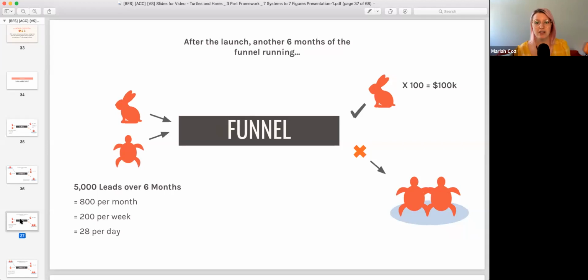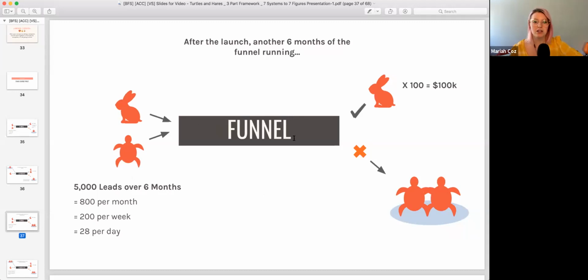Now, after that launch, you have another 6 months of the funnel running. So again, this is over the course of 6 months. I'm not saying this happens all in one day, but over the course of the next 6 months, which is typically, we have our clients do 2 live launches a year. So typically you would have like 6 months in between each live launch. During that time, you're driving leads, driving traffic, both turtles and hares into your evergreen funnel.